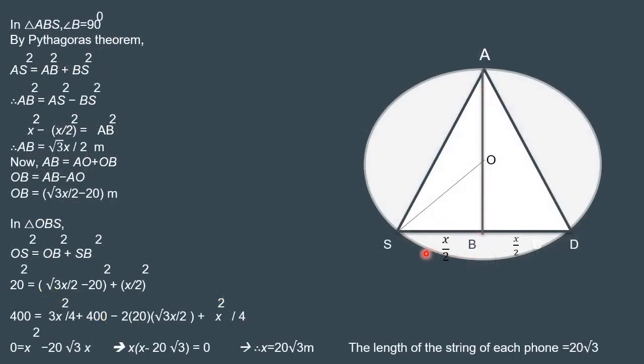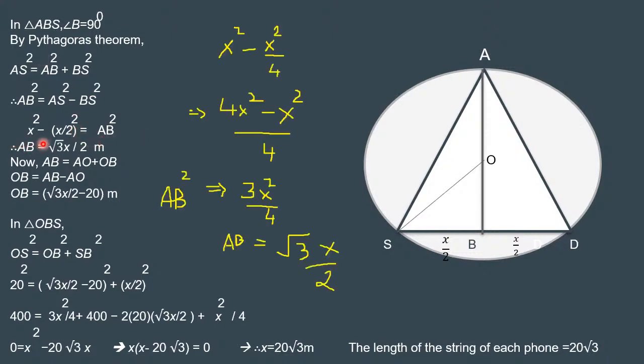In triangle ABS, angle B is 90 degrees. So by the Pythagoras theorem, AS square is equal to AB square plus BS square. Now AB square is equal to AS square minus BS square. AS is X. So X square minus BS, which is X by 2, X by 2 whole square, is equal to AB square.